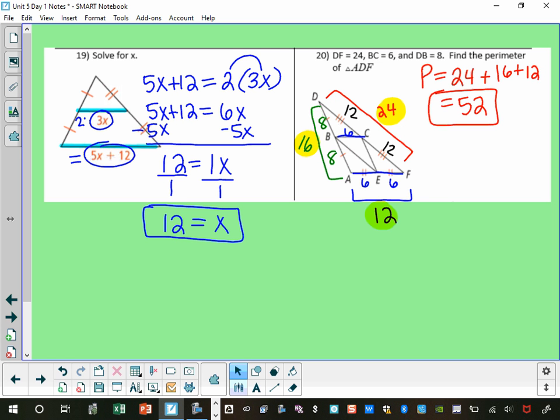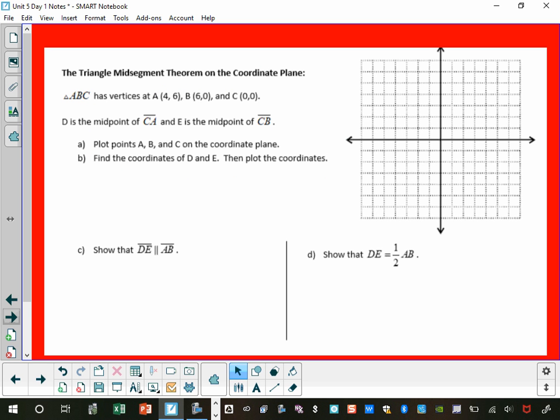All right, so what we're going to do is we're going to stop right there. I'm going to do the last part with you before next lesson because it's going to take some time and we need to use Desmos. So we'll do this problem next class.